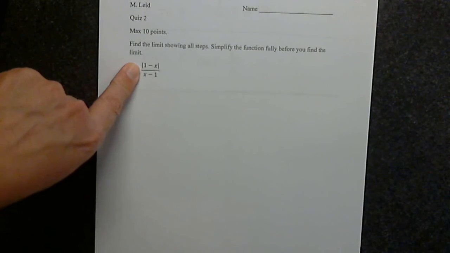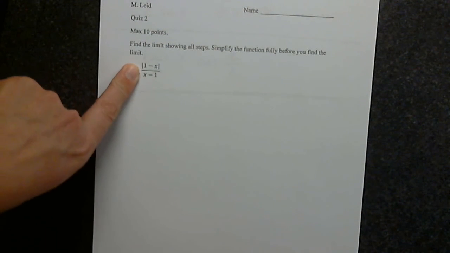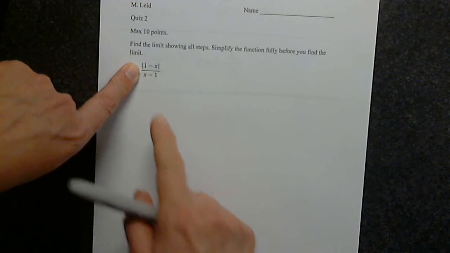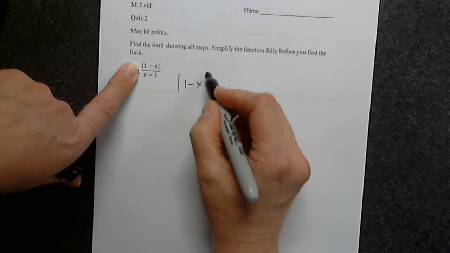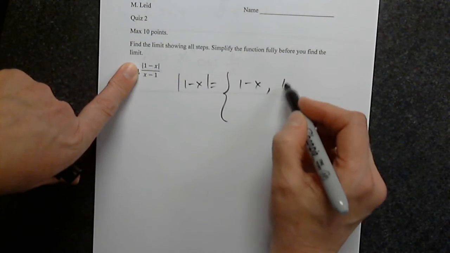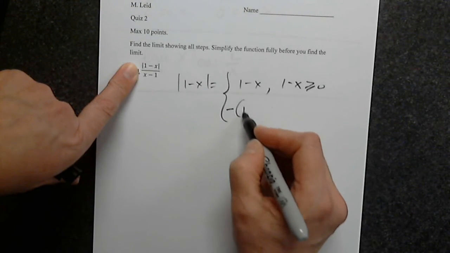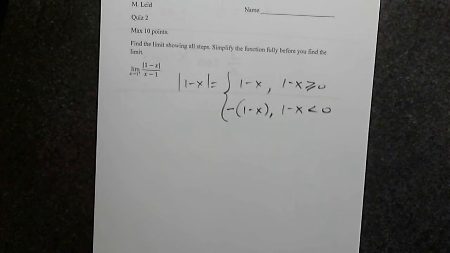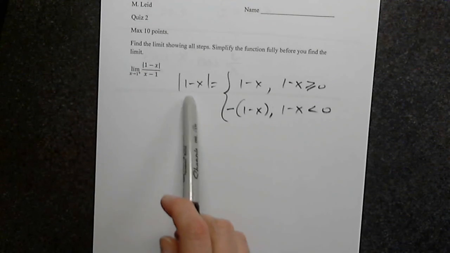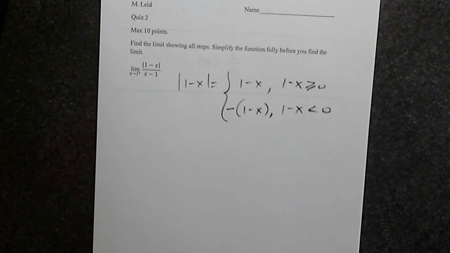I'm specifically told to simplify the function fully before I find the limit. So I disregard this symbol, and I have to start with the absolute value of 1 minus x. The absolute value of 1 minus x, by definition, is 1 minus x if 1 minus x is greater than or equal to 0, and negative (1 minus x) if 1 minus x is less than 0. So this is a definition that I apply. It's a formal definition of the absolute value without calculating anything. So this is my first step. I applied the definition to the absolute value of 1 minus x. That's all I did. No calculations.